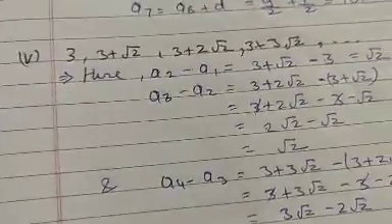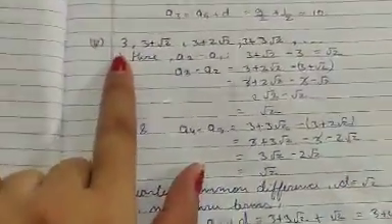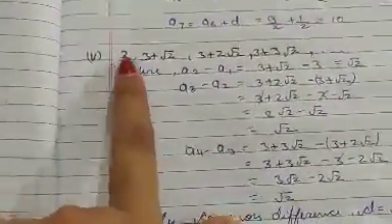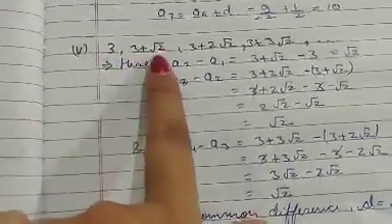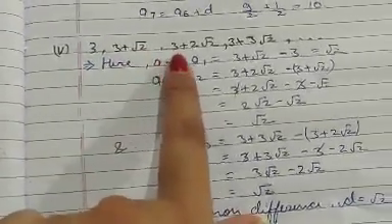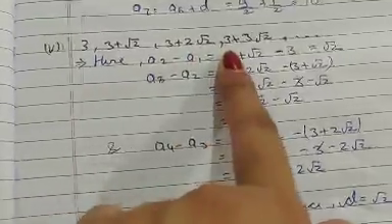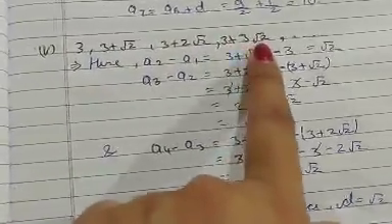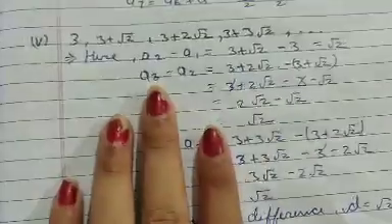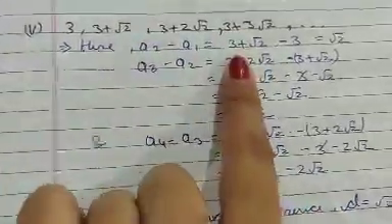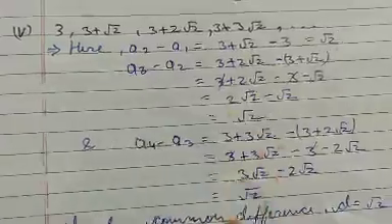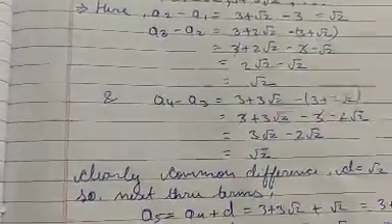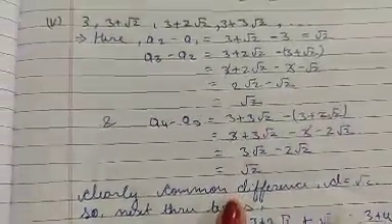Now see the fifth bit of the same question. The list of numbers is 3, the next term is 3 plus root 2, the next term is 3 plus 2 root 2, and the fourth term is 3 plus 3 root 2, and so on. We have to check whether this sequence of numbers is in an AP or not, and if it is in an AP, then we have to find the next 3 terms of the list.